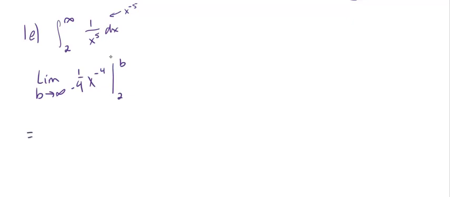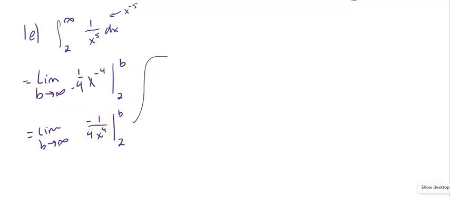All right, so let me rewrite that. That is the limit as b goes to infinity of negative 1 over 4 x to the 4th evaluated from 2 to b. Okay, so what comes next? Well, now I can do some work to make this a little bit easier to read. So we'll come over here. This is the limit as b goes to infinity of negative 1 over 4 b to the 4th.